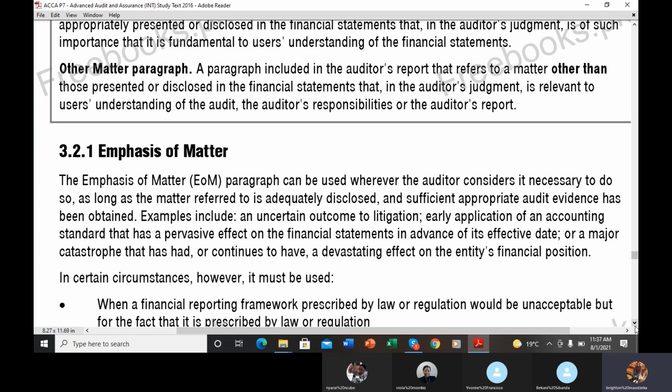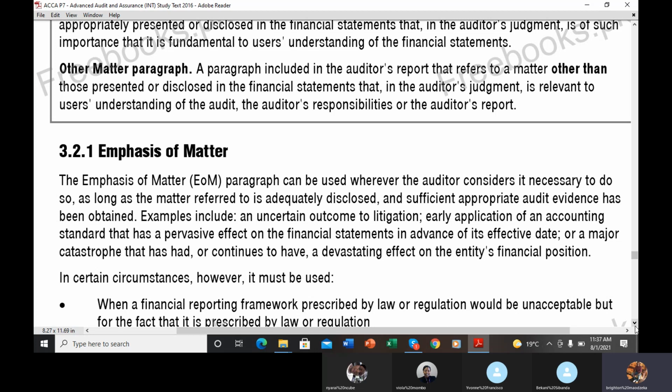Then NB, under emphasis of matter paragraph, they say NB: an emphasis of matter paragraph indicates that the auditor's opinion is not modified with respect to the matter emphasized. Am I clear on that?